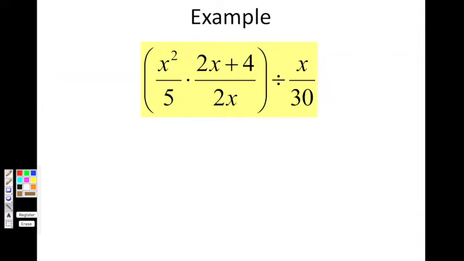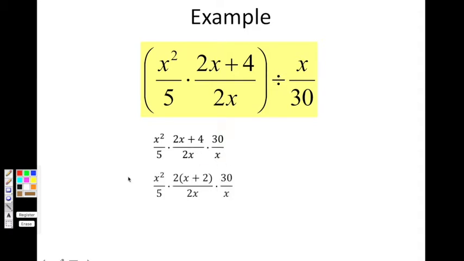Okay, so let's try this one. So I'm going to keep, change, flip. So I'm going to keep my first, change my sign, and flip. Okay, let's factor out a 2. So my first term is going to be x squared divided by 5 times 2 parentheses x plus 2, over 2x and 30 over x.